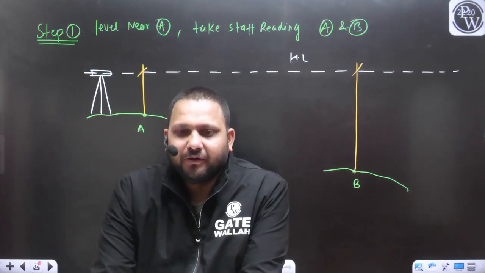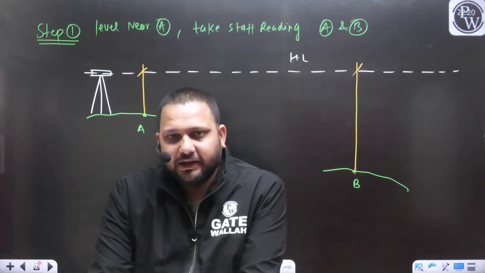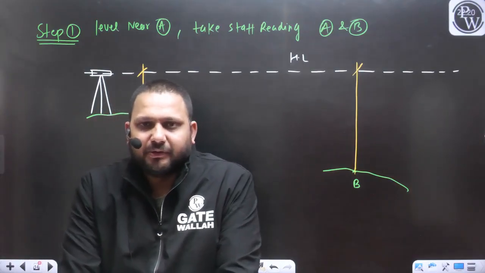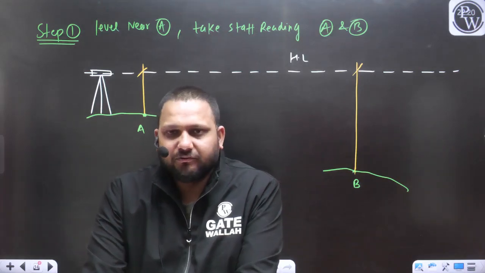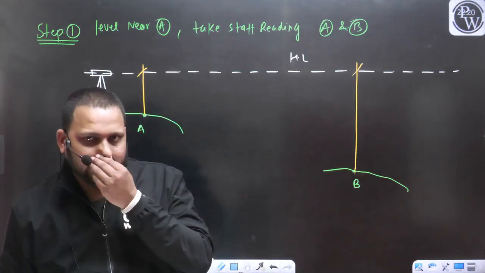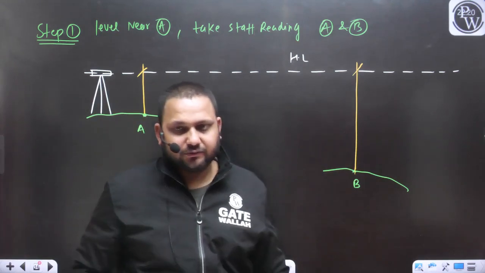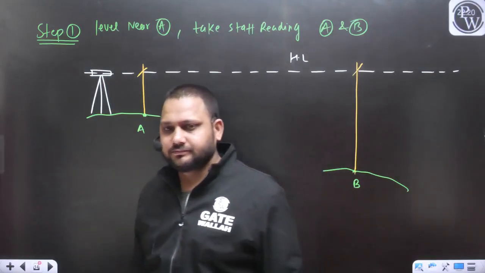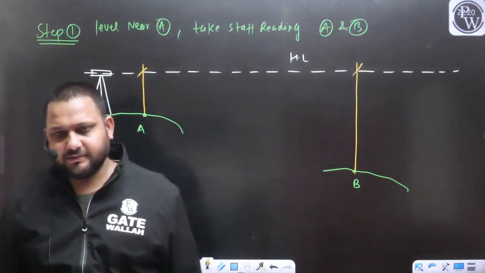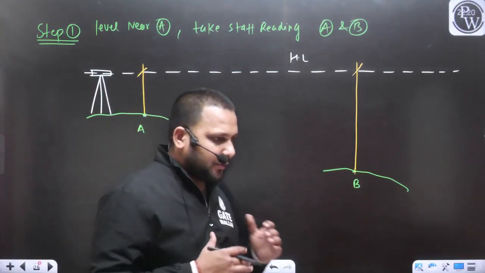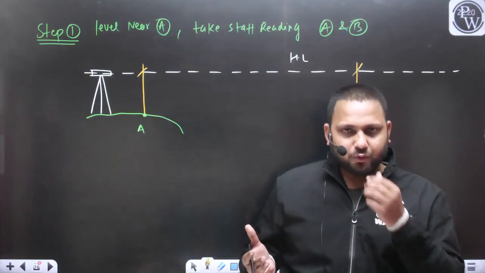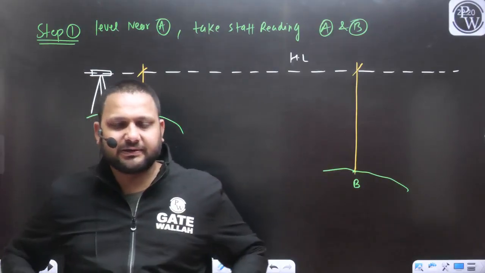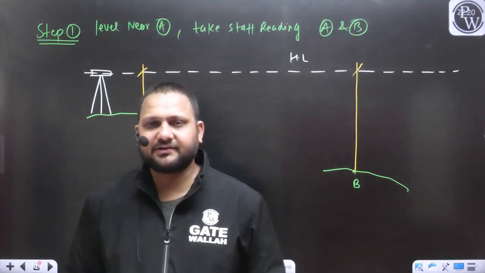If you want to find out the RL of any point A or B, some reference point should be there, because we are talking about the relative position of the point. Again, all the methods are not suitable for all conditions, yes or no? That we have already covered. We are discussing various methods. Whichever method suits your situation and site condition, you can go for that method. But we will discuss all the methods.